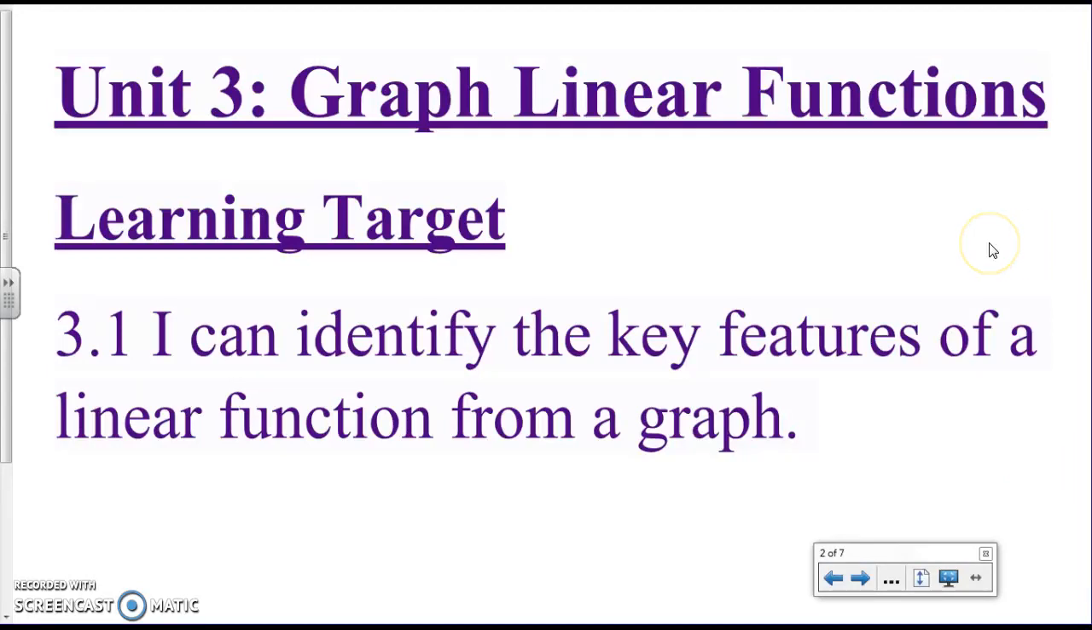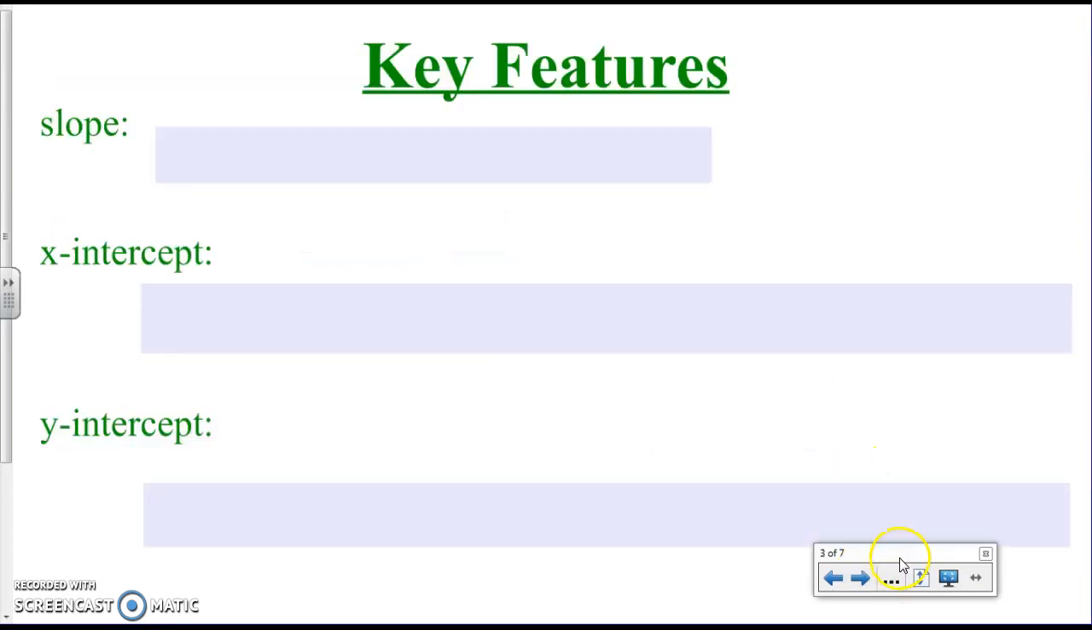Today we're going to begin our learning targets that we are covering for Unit 3A, Graphing and Linear Functions. And the first target we are going to cover is 3.1. We're going to identify the key features of a linear function from a graph. And we're actually going to focus on three key features when we do this.